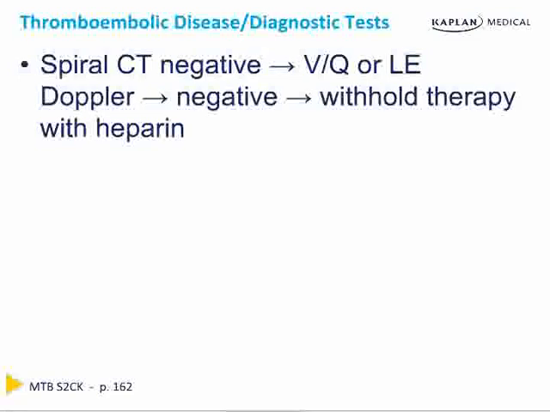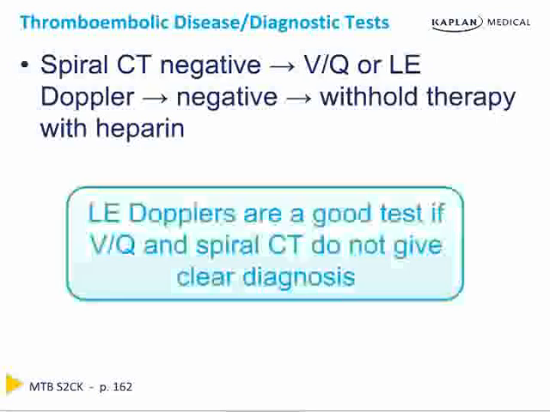A simple algorithm to follow for Step 2 is the following. If your spiral CT is negative and you still have high suspicion for a PE, you can get a VQ scan or lower extremity Doppler. If those are negative, at that point you can feel pretty safe withholding therapy with heparin. The lower extremity Dopplers are only a good test if the VQ and spiral CT do not give clear diagnoses.